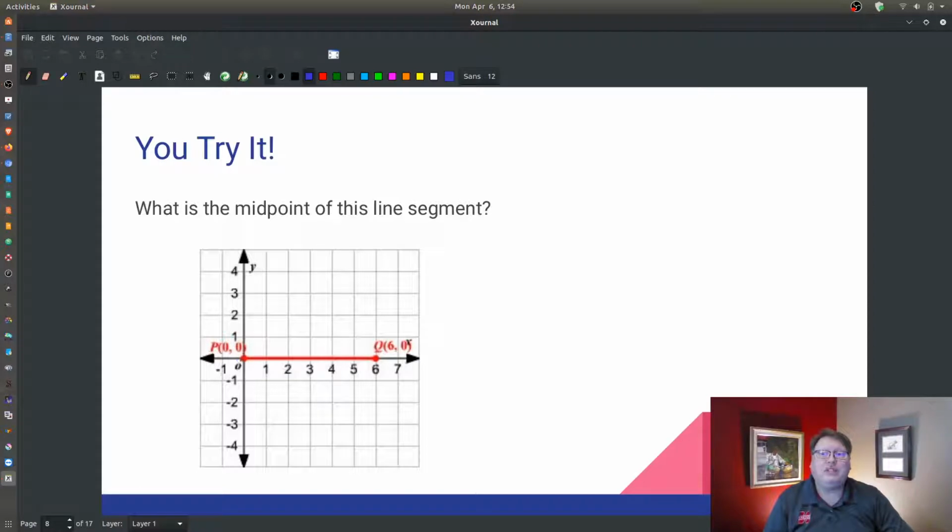I'm going from the point 0, 0, point P, all the way to point Q, which is at 6, 0. And I count here 1, 2, 3, 4, 5, 6 units across. So if I take my 6 units and divide that by 2, 6 divided by 2 is equal to 3. So I know my midpoint sits 3 units from the endpoint. So I'm going to come over here and go 1, 2, 3, and that places my midpoint at x equal 3.